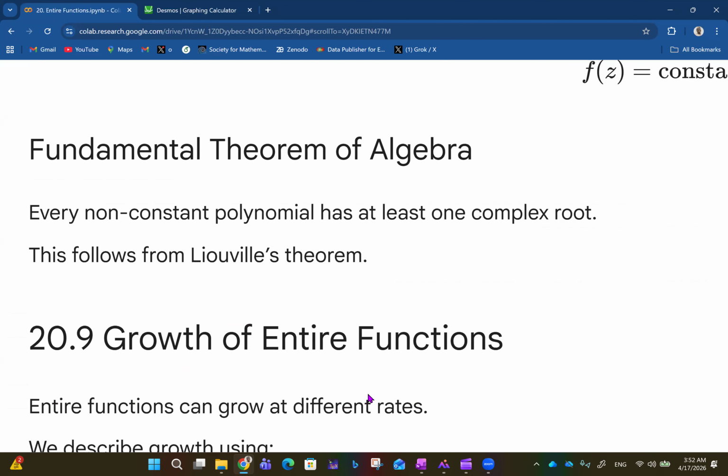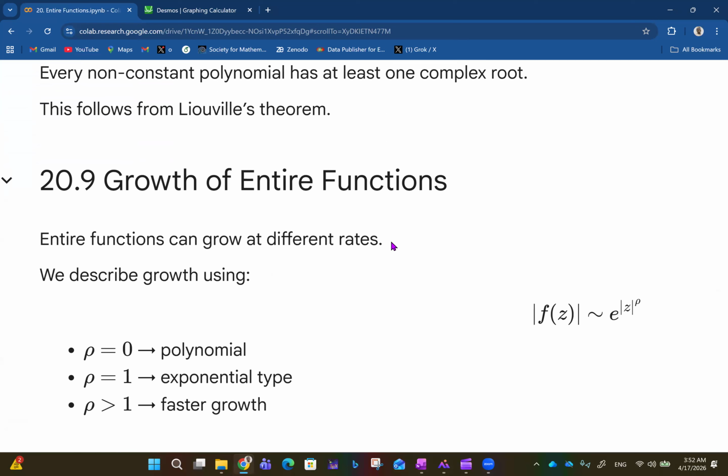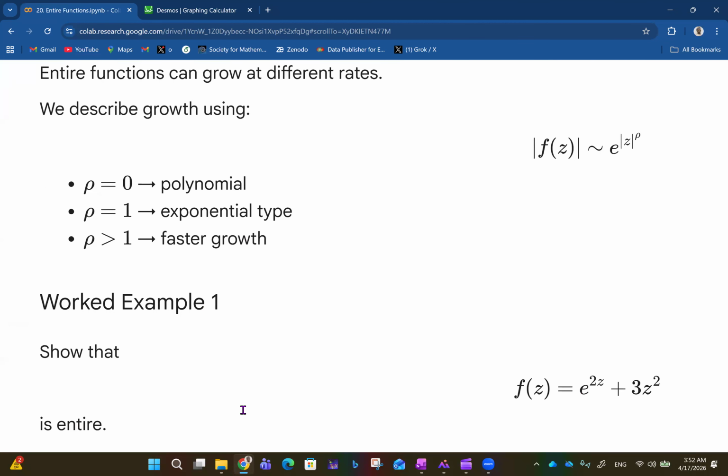And then we talk about the growth of entire functions. How do entire functions grow? Entire functions can grow at different rates. We describe growth using the absolute value of f of z bounded by e raised to power absolute value of z raised to power rho. So if rho is equal to 0, of course, this whole thing is going to be 1, since anything raised to power 0 is 1. So we have e raised to power 1, and we have a polynomial in that case. But if rho is equal to 1, it will be exponential. Then if rho is greater than 1, we have a faster growth like that.